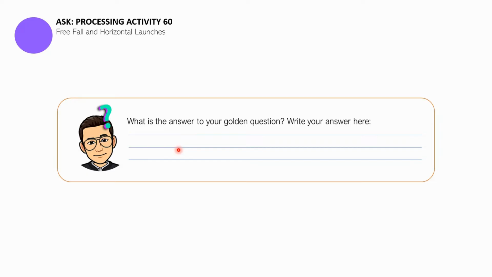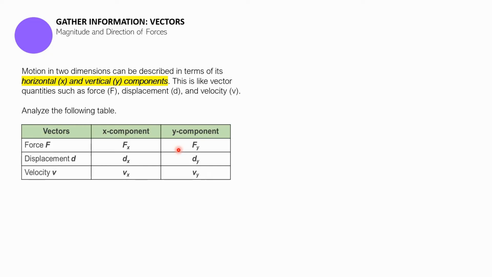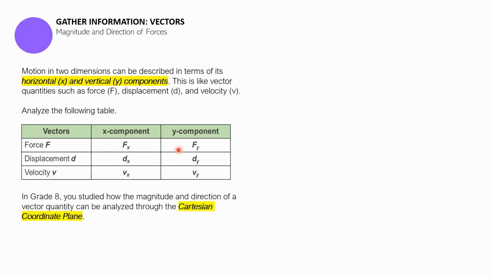Are you through? Okay, again, if you haven't found your answer yet, let's move to the next part of this session. Okay, so gather information section, vectors. For this part, we'll be talking about magnitude and the direction of forces. Remember in grade 8, a scalar quantity only has magnitude, whereas a vector quantity has both magnitude and direction. So vectors, such as force, displacement, and velocity, have independent x and y components.